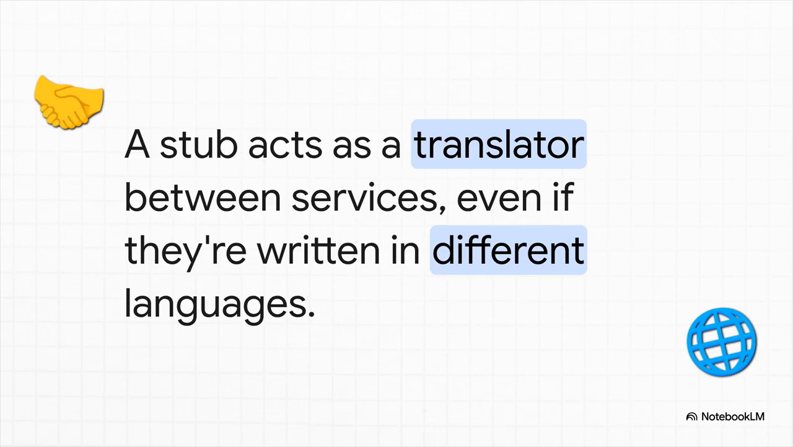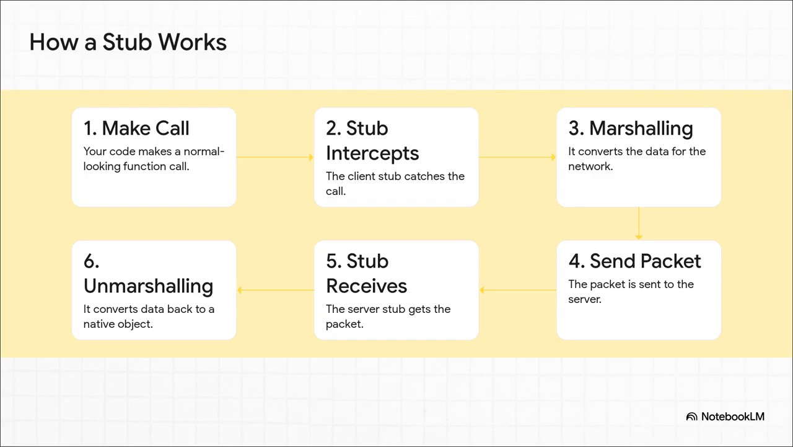It's amazing. So here's the play-by-play. It all starts when your code makes that super simple function call. The client stub immediately intercepts it. Then it does something called marshalling, which is just a fancy word for packaging up your data into a format that's easy to send over the network. Think of it like putting a gift in a box, ready for shipping. Once it's sent, the server stub receives it and does the reverse, unmarshalling the data back into a native object the server can actually understand. It's this perfect, seamless round trip, and it's all handled for you.